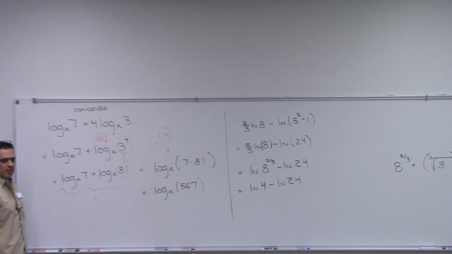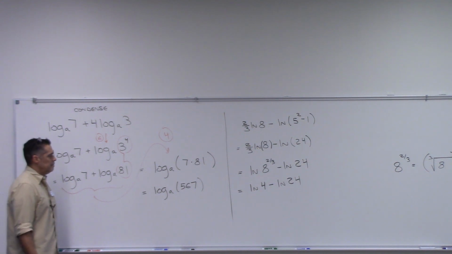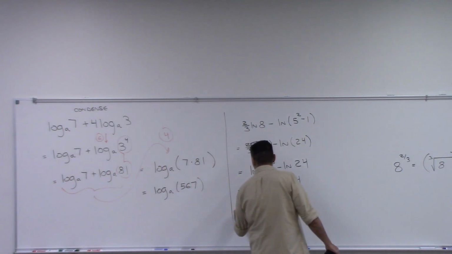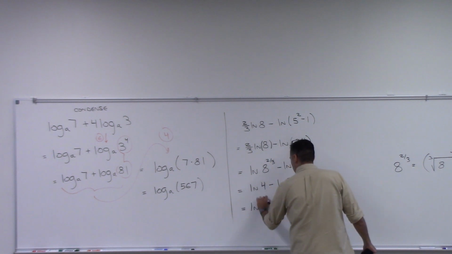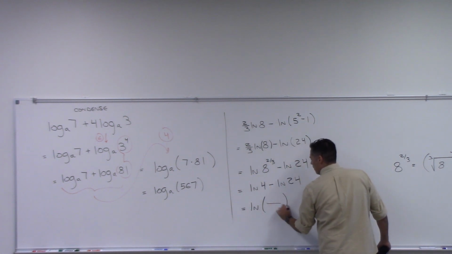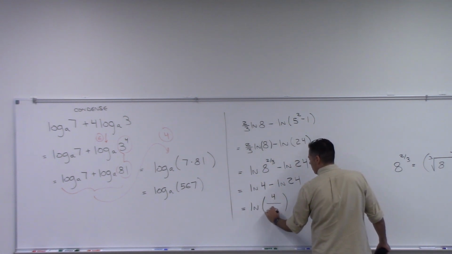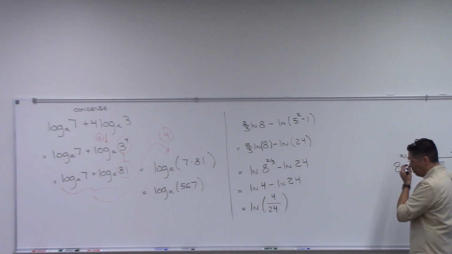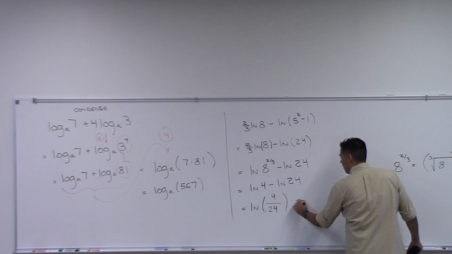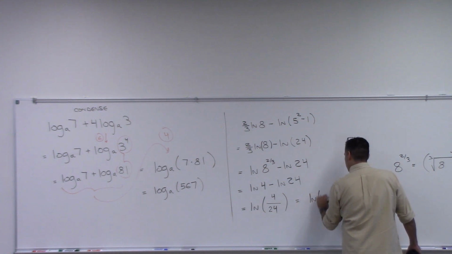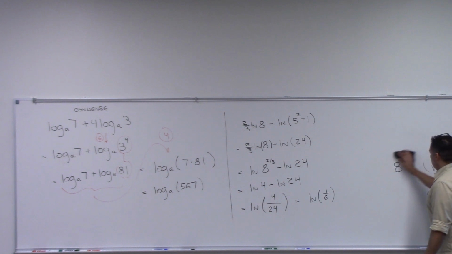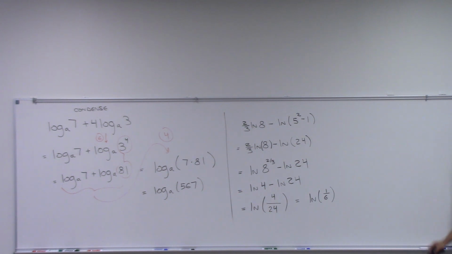Two logs with subtraction can become 1 log with division. Now, when you do the division, the order matters, right? What goes on top? 4 goes on top, 24 on the bottom. Now, that's a fraction. You can try and reduce it if possible. 1/6. Natural log of 1/6.